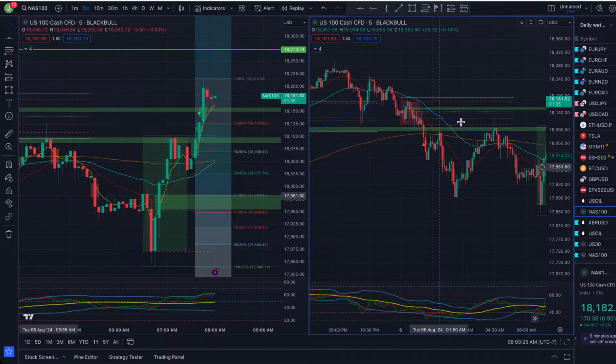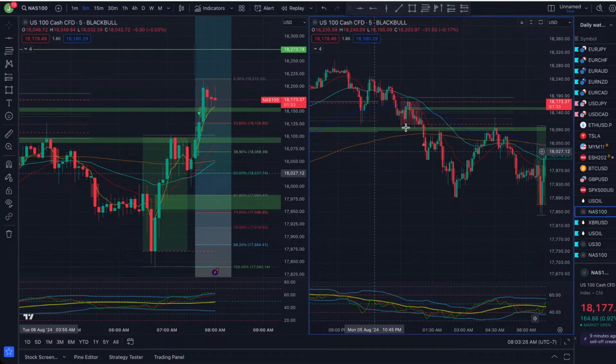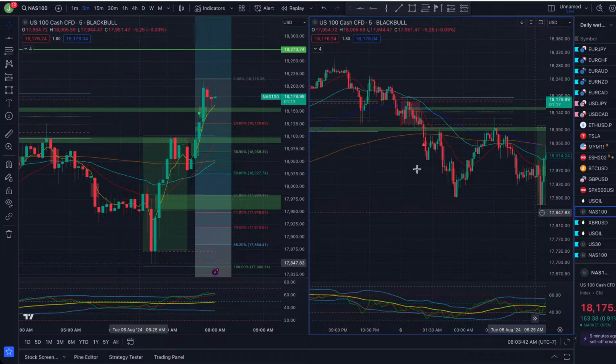Again, London session would have been clean. If anybody's up, if anybody's in the right time zone, we got confirmation at 4:05. We had a nice retracement and an extension going right into New York.